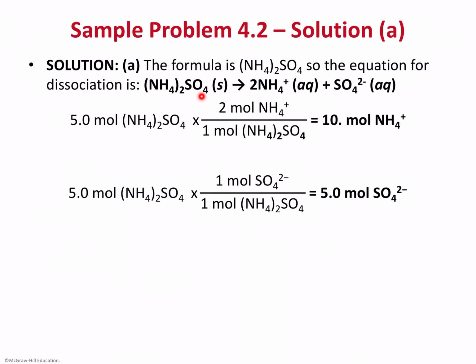Ammonium sulfate is a solid, and you put it into water. The ions are going to dissociate. Since there are 2 ammonium ions, you have to say 2 ammonium ions plus 1 sulfate ion. So from 1 mole of ammonium sulfate, you get 2 moles of ammonium ions and 1 mole of sulfate.